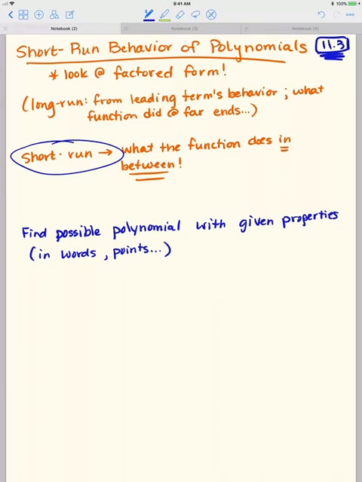How many turns does it have? What zeros does it have? That kind of thing. So we'll look at finding some possible polynomial functions with properties. Then we'll look at finding some possible functions with just the graph. And there's a few things to keep in mind.